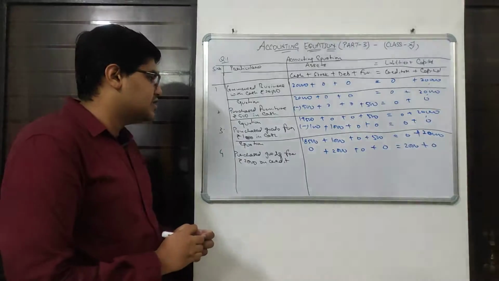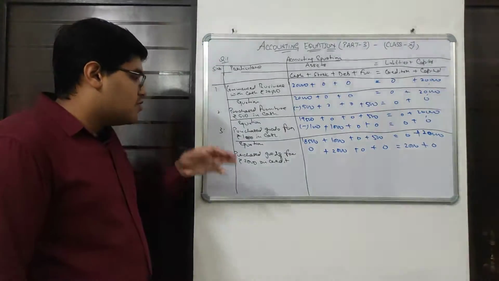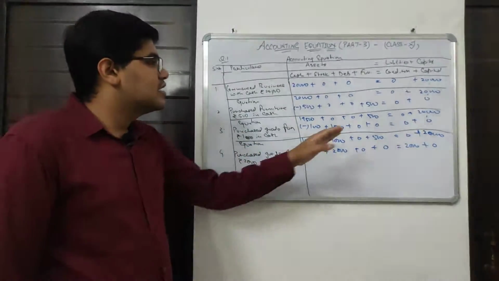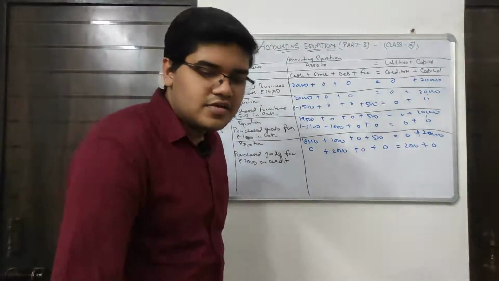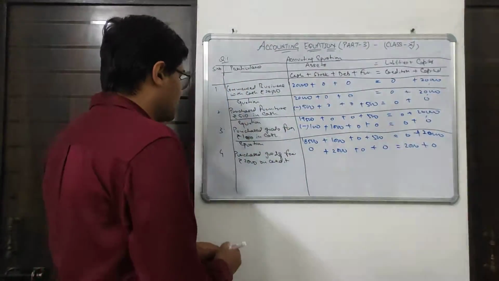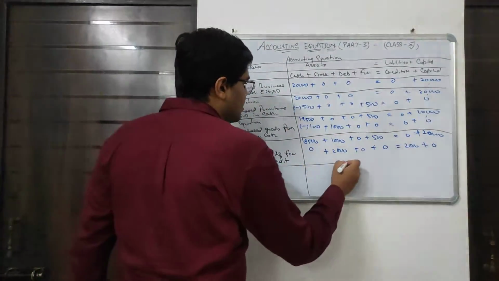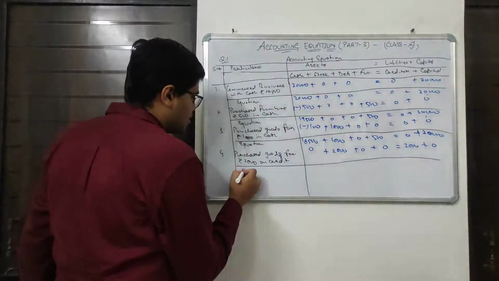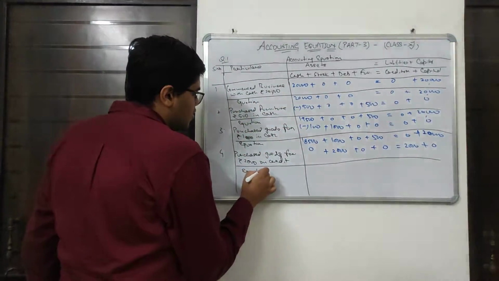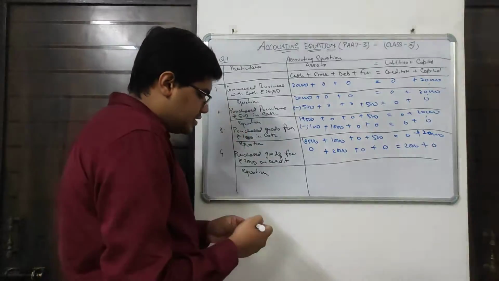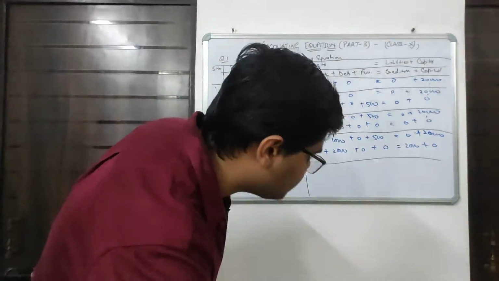As already discussed, the person from whom we are purchasing the goods is known as creditor. So our equation also gets framed here. You have to write here the equation and frame it. You have to balance it. So let us see how.